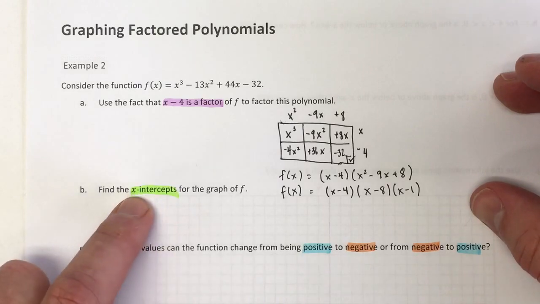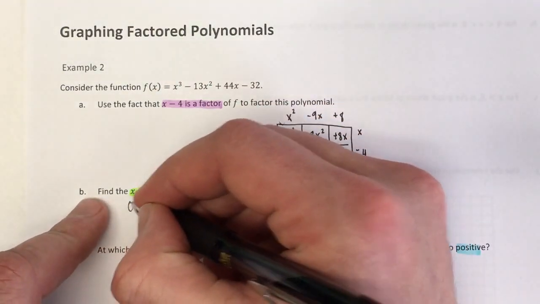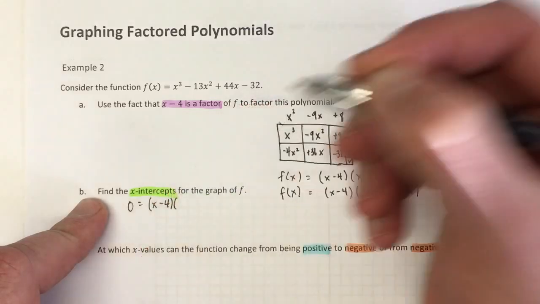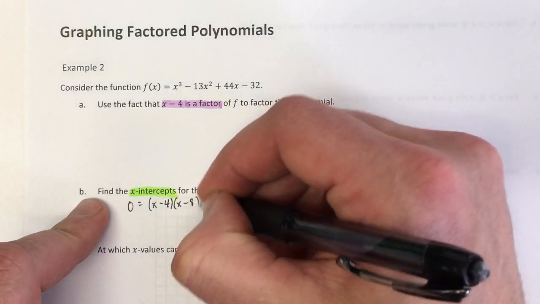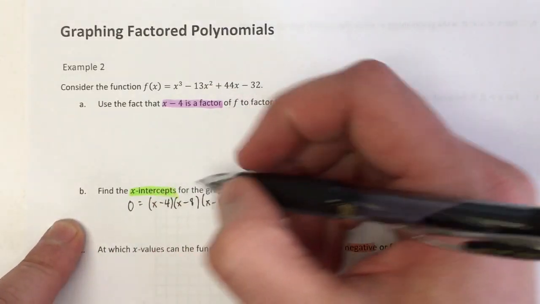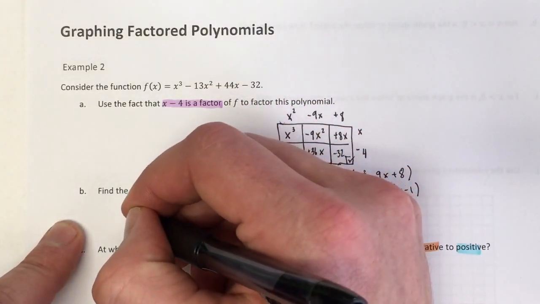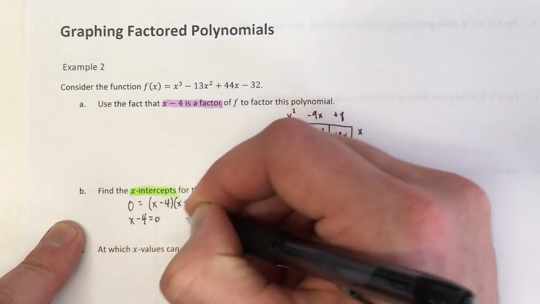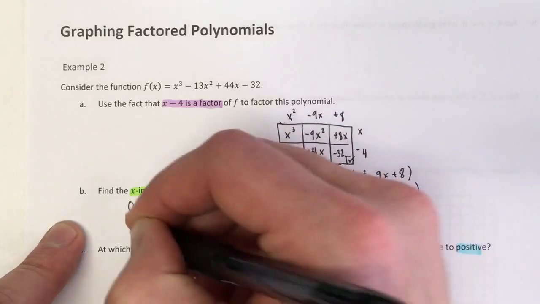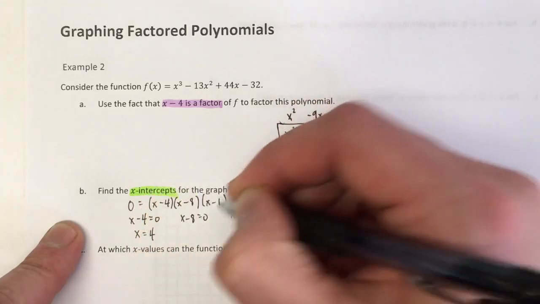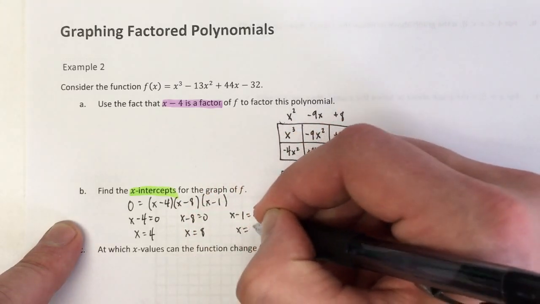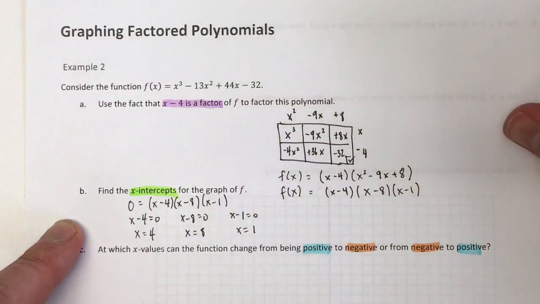Part B says find the x-intercepts. So I know that if I put 0 in for f of x, I can take x minus 4 times x minus 8 times x minus 1 and set each one of those equal to 0 because of the zero product property. And so x minus 4 is equal to 0, x minus 8 is equal to 0, and x minus 1 is equal to 0. So I get x equals 4 as the zero, or an x-intercept, x equals 8, and x equals 1. Great.